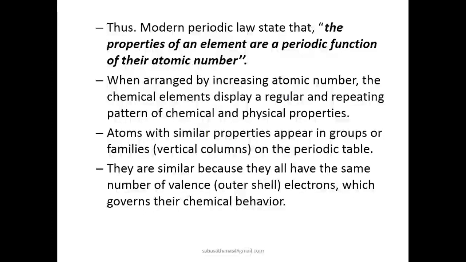And a group is a vertical column of the periodic table, and they are similar because they all have the same number of valence electrons in the outermost shells. Kwa mfano tumesema group namba 1, outermost shell contains only one electron. Group number 7, which is the halogen group, contains 7 electrons in the outermost shell, which govern their chemical behavior.